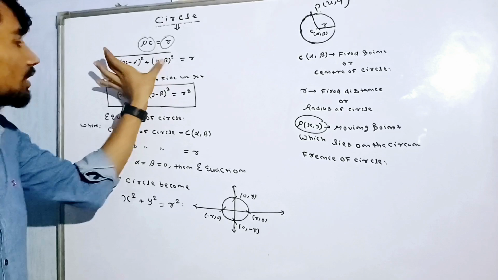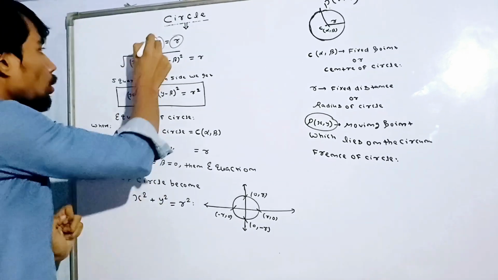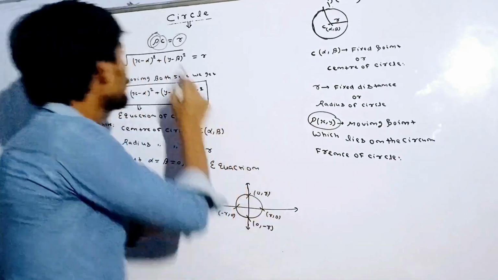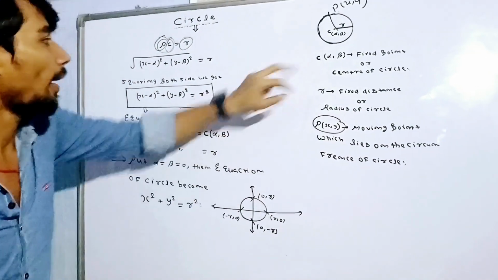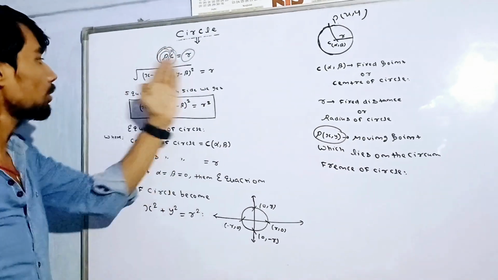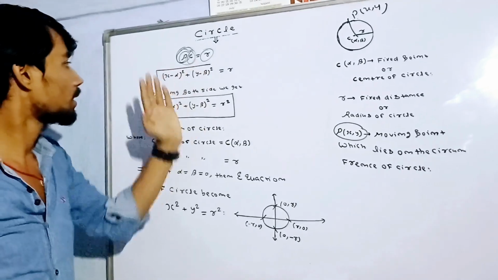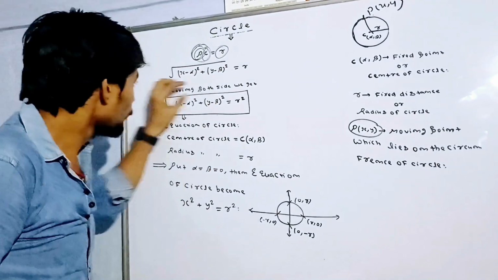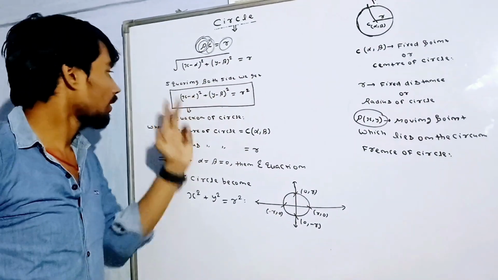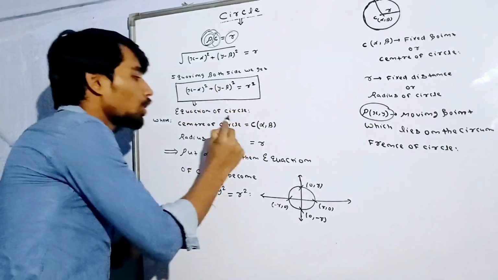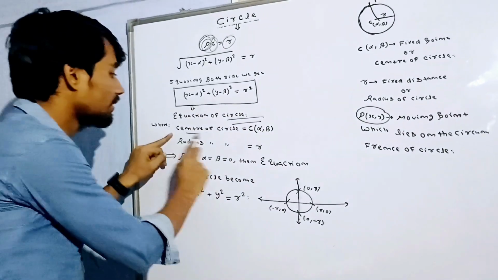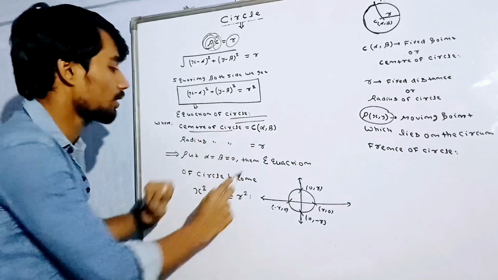We know that the coordinate of P is (x, y) and the coordinate of C is (alpha, beta). So using the distance formula, we find the distance between P and C: under root (x minus alpha) whole square plus (y minus beta) whole square is equal to r. Squaring both sides, we get (x minus alpha) whole square plus (y minus beta) whole square is equal to r square. This is called the equation of the circle, where the center of the circle is (alpha, beta) and the radius of the circle is r.